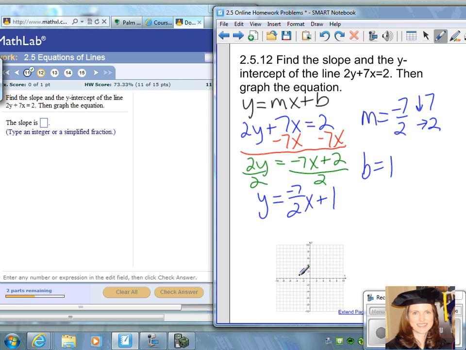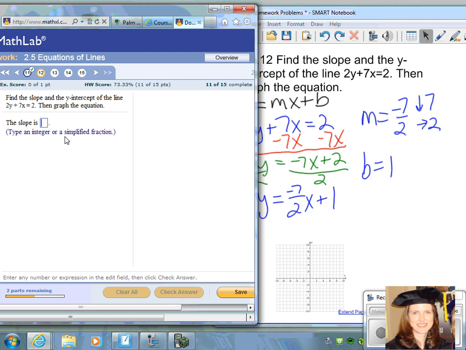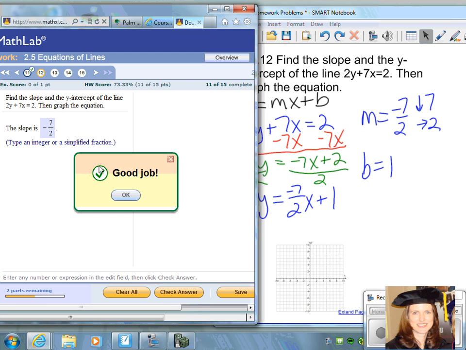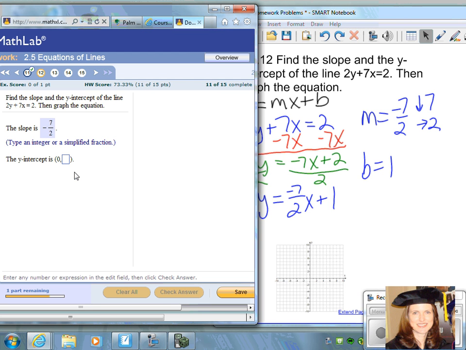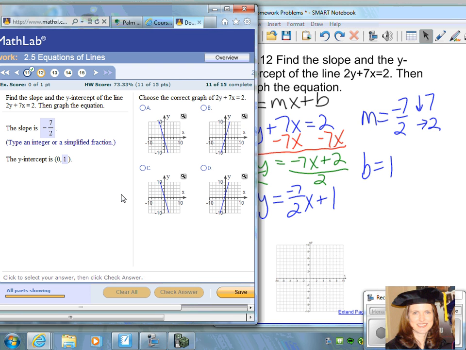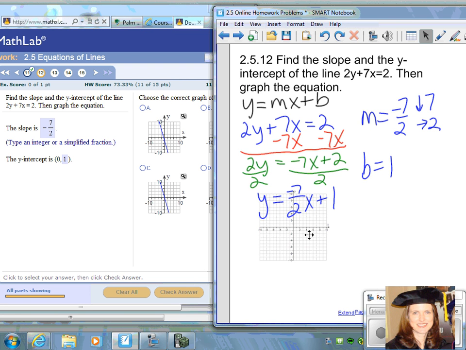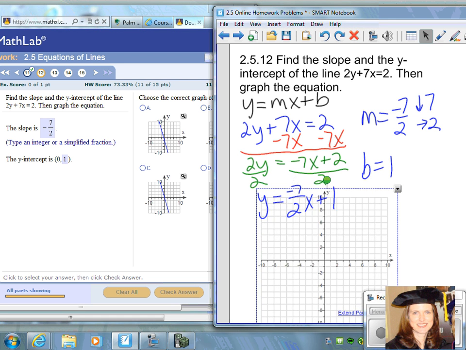Let's make this graph. Let's check our answer for these. Negative 7 over 2 is our slope, and the y-intercept is 0, comma 1. I sketch this by hand.